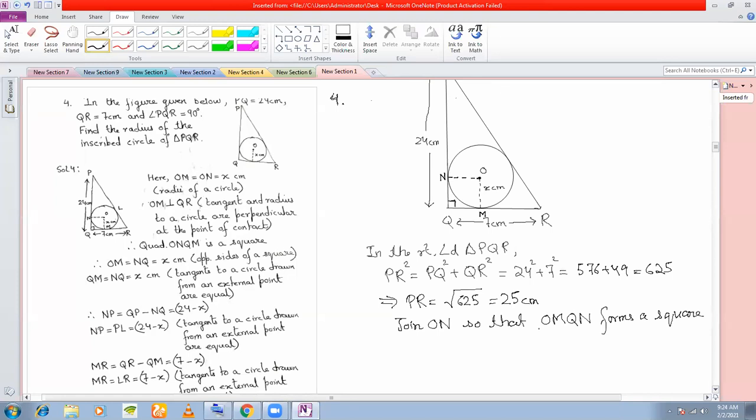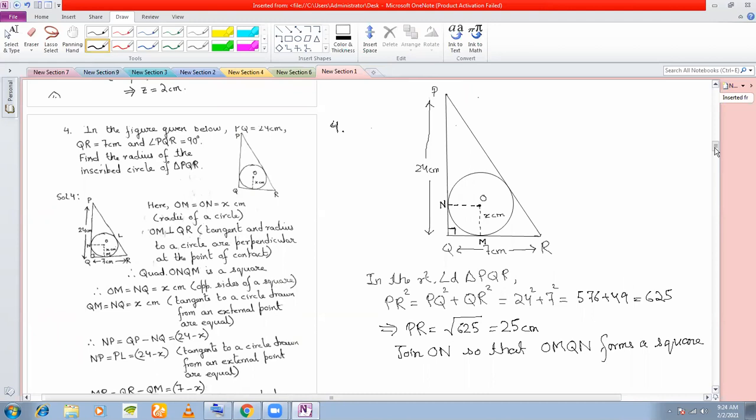Okay, now once it forms a square, what are the lengths that I know? I know this length OM to be x centimeters. That means this must also be x centimeters, right? If this is x centimeters, this length here must also be x because tangents drawn from an external point to a circle are equal in length. So QM and QN are both tangents drawn from the external point Q. So QM must be equal to QN. So if this is x, this must also be x. Now once this length I have taken as x, what is the remaining length here?